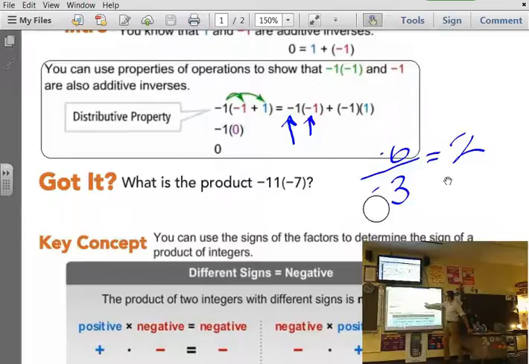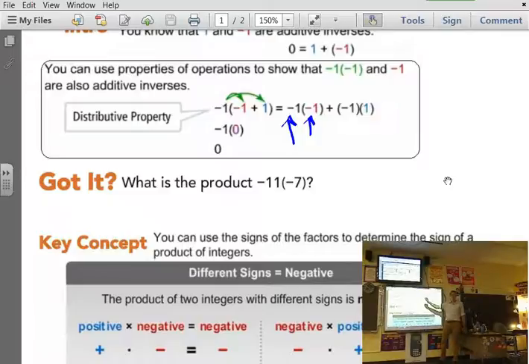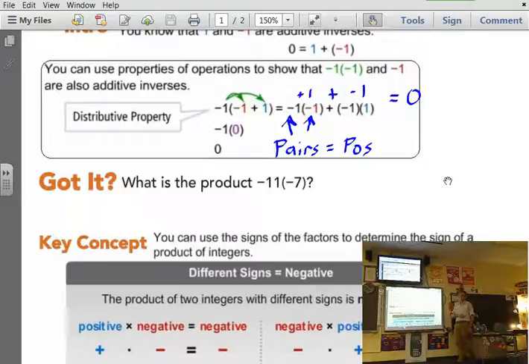So anytime you have pairs of negatives in a multiplication or division, pairs become positive. So you could write that to remind yourself. Pairs equal positive. So pairs of negatives. So these really become a +1, and this becomes a -1, and a +1 plus a -1 just equals 0. Pairs of negatives become positive. That's multiplication division rule specific.